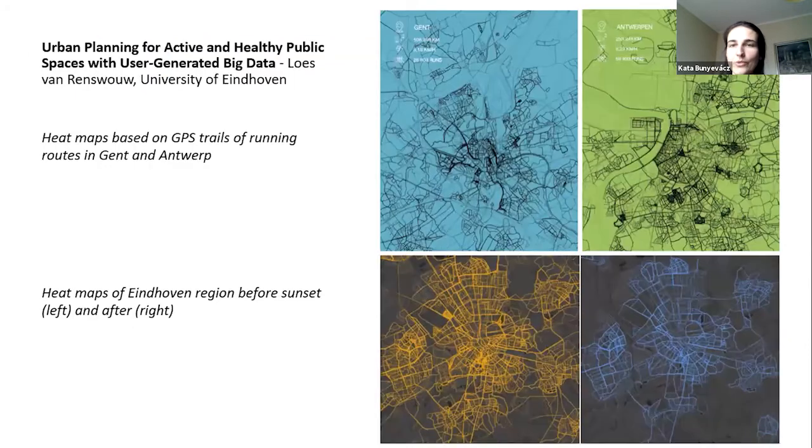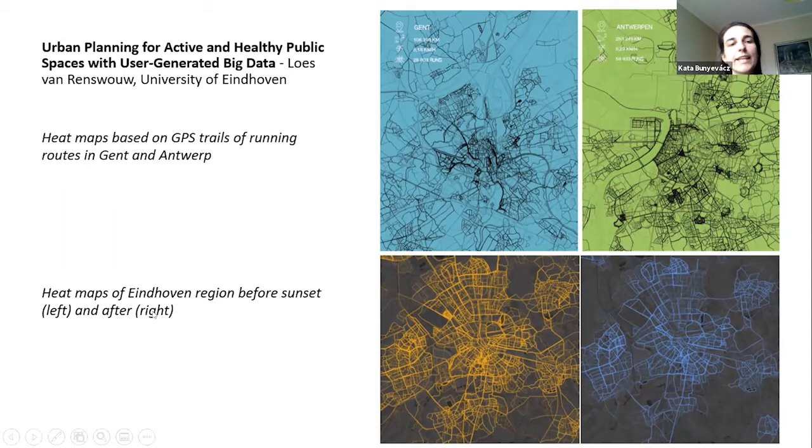In this regard, I brought an example which I think is very interesting, so I didn't want to skip it. This is a research from the University of Eindhoven, where a student created these heat maps based on GPS traces of running routes in Ghent and Antwerp. These data came from these running watch companies. Magically, she managed to get these personal user-generated data and visualize where people run mostly.